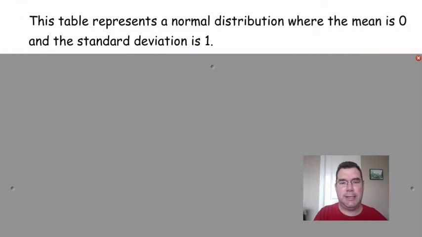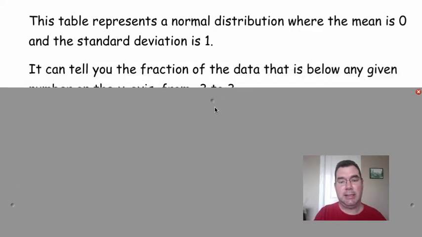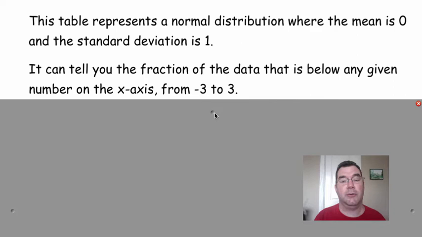First, let me tell you what this table actually shows. It shows a normal distribution where the mean is 0 and the standard deviation is 1. And basically, if you look up any number from -3 to 3, then it will show you the area under the curve that goes to the left of that x value that you're looking up. So let's say you looked up 1.5. Then it would show you the area under the curve from -infinity to that 1.5 that you're looking at. And that represents the probability that any x is below that 1.5 value.